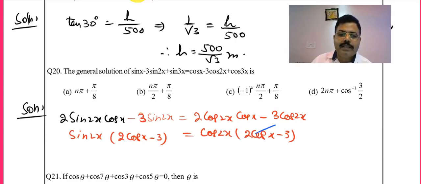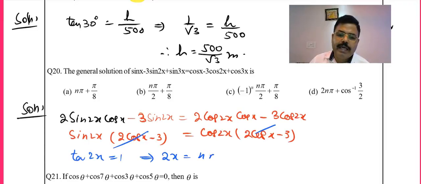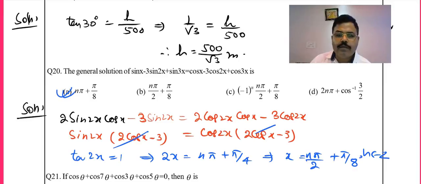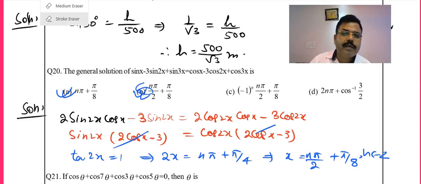Now these two will cancel out, and sin 2x divided by cos 2x is equal to tan 2x is equal to 1, and therefore 2x is equal to n pi plus pi by 4, and therefore x is equal to n pi by 2 plus pi by 8 for n belonging to Z. So that will be the answer. So no, sorry, B will be the answer. In fact, B will be the right answer.